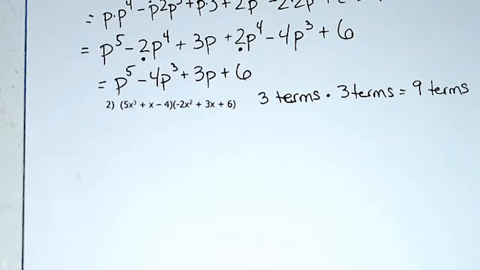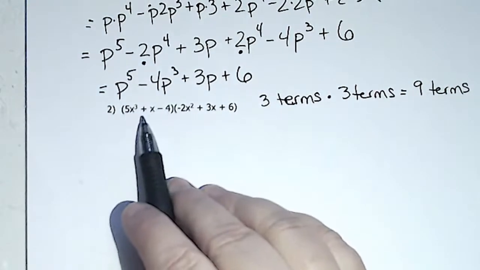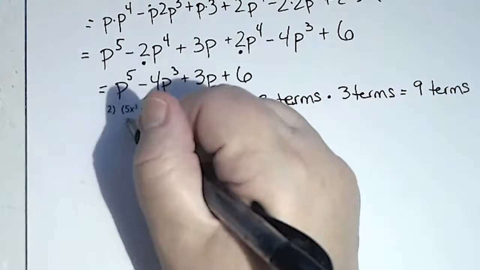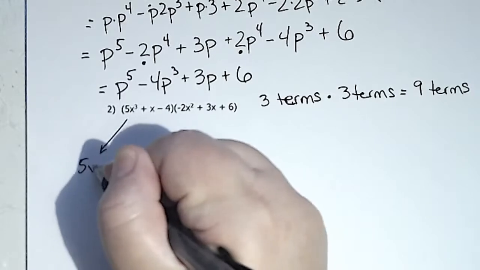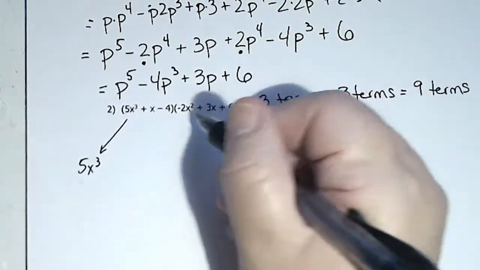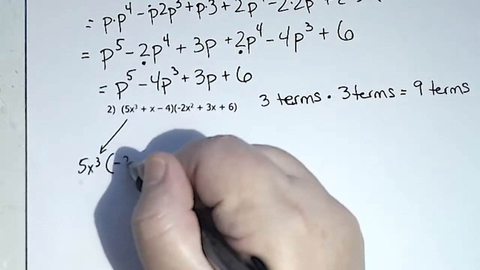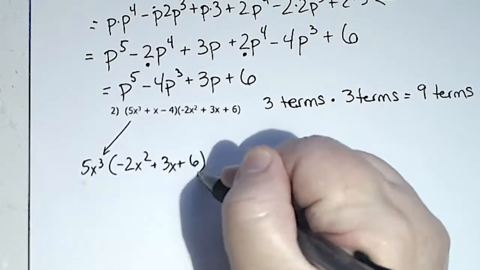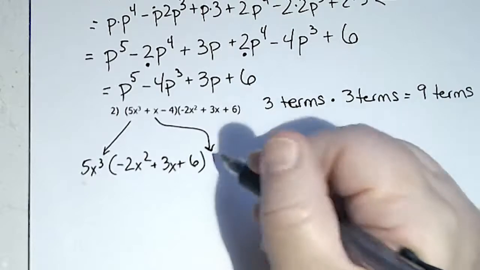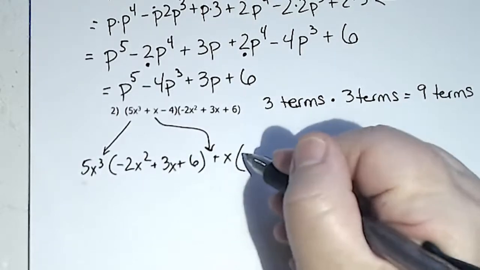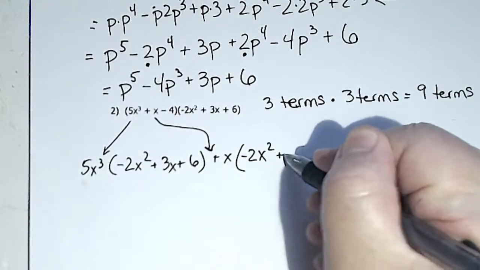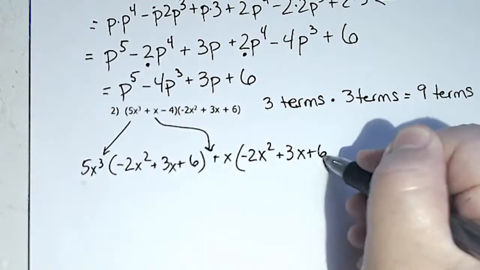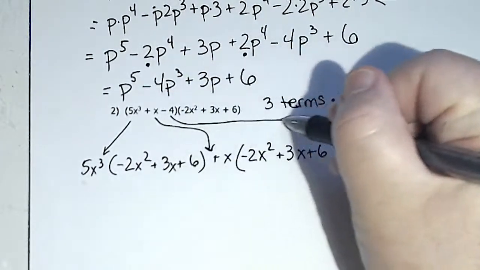You guys ready? I'm going to break up the first trinomial. So I'm going to get my 5x cubed, and then the whole second trinomial, minus 2x squared plus 3x plus 6. Okay, second term of the first one, plus x, times the whole second one, 2x squared plus 3x plus 6, minus 4.